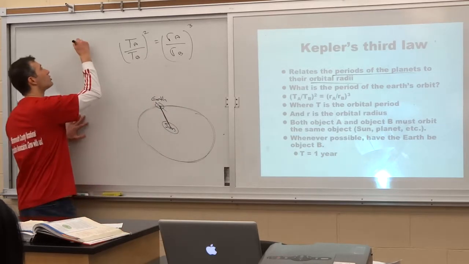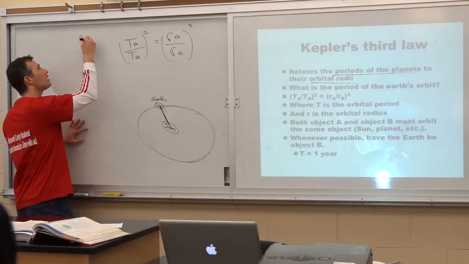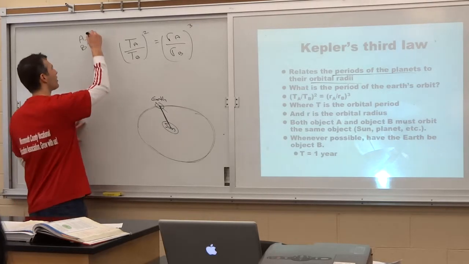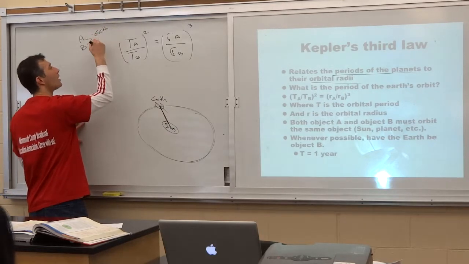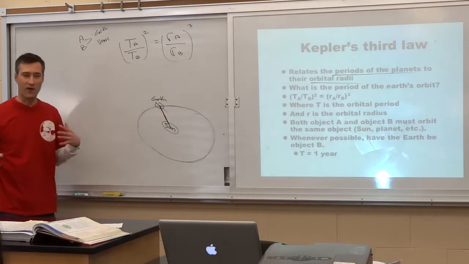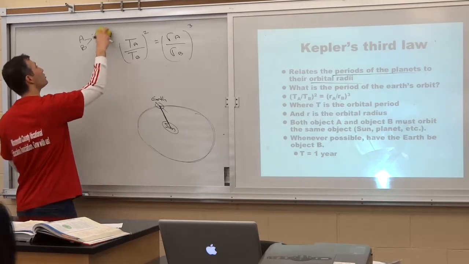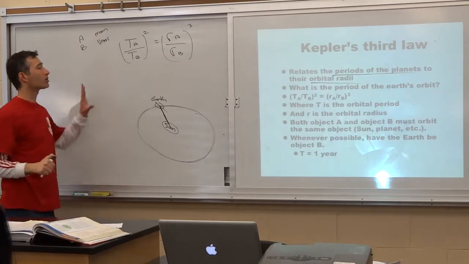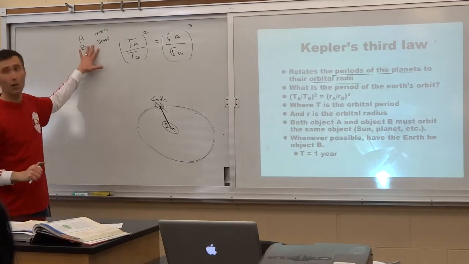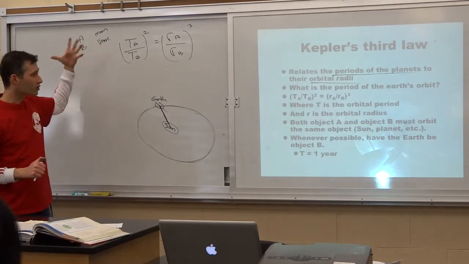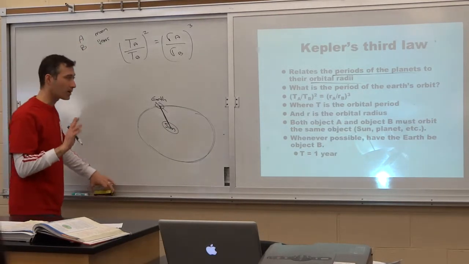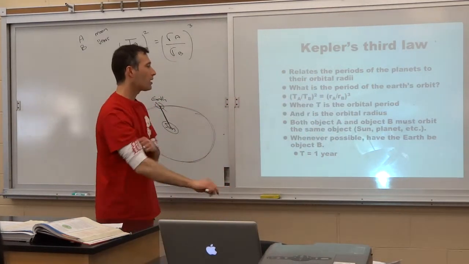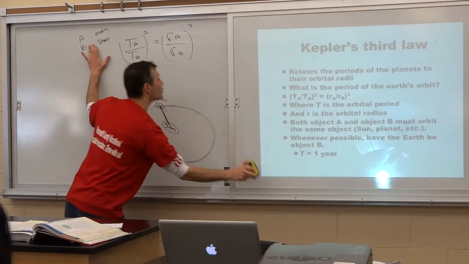Now there is one very important criterion that has to be met for us to use Kepler's third law. Our two objects, object A and object B, both have to orbit the same thing. If we're talking about planets, that's fine. Earth could be one object, Venus could be the other. What we couldn't do, though, is use Venus for object B and the moon for object A. Kepler's third law would not allow us to do that because they don't both orbit the same thing. The moon orbits the Earth, Venus orbits the sun. So we do need to make sure that they're orbiting the same thing. Now, whenever possible, we want to make the Earth object B.